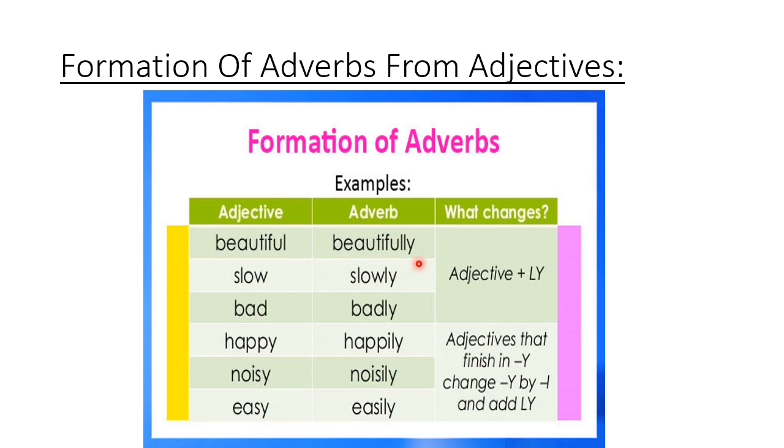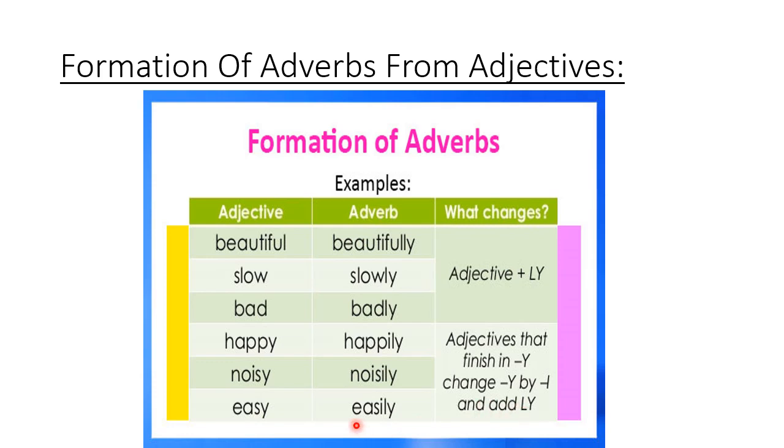Okay, beautiful, beautifully, we have added ly. Slow, slowly, slow is an adjective. When we change into adverb, it is slowly. Bad, badly. Happy, happily. Noisy, noisily. ly, can you see that? Easy, easily. Clear? Adjectives that finish in y, change y to I. Okay, you have to remove this y and add I here and add ly.